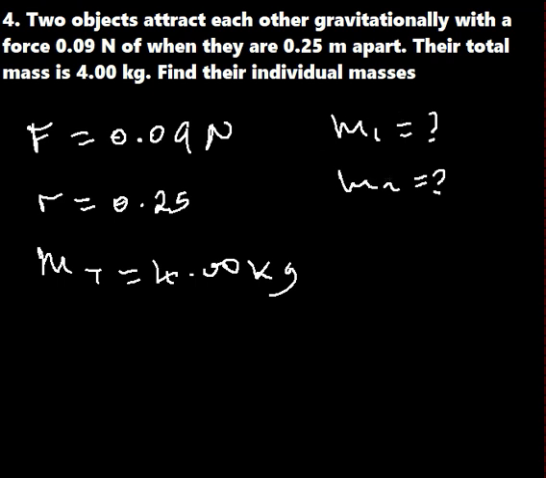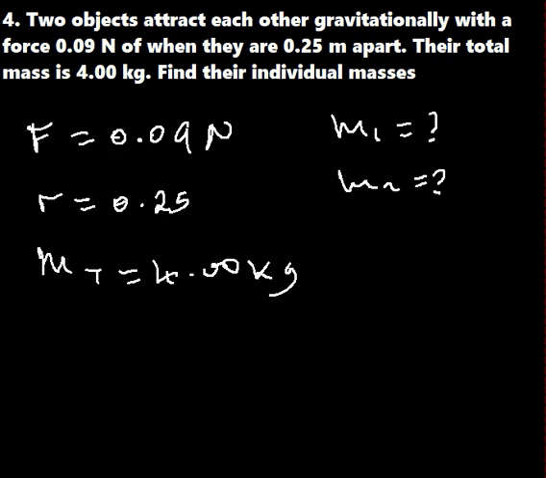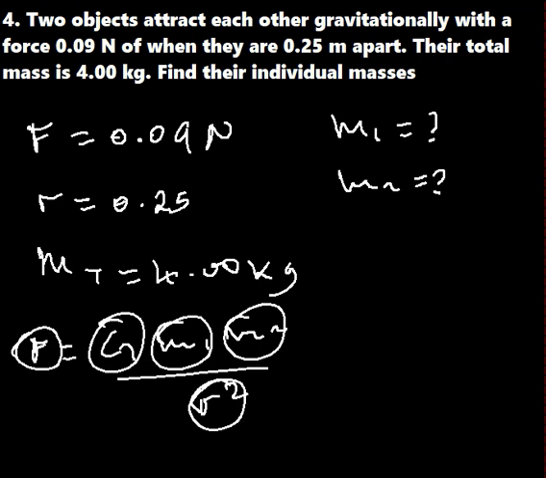Now we have two things to understand here. We have been given the force and the separation distance, and we have the total mass. So come up with two equations corresponding to what we have been given. We have the formula for force, which is G m1 m2 divided by the separation distance squared. We have the force, we have the value of G, and we have the separation distance. M1 and M2 are unknown. That gives us the first equation.